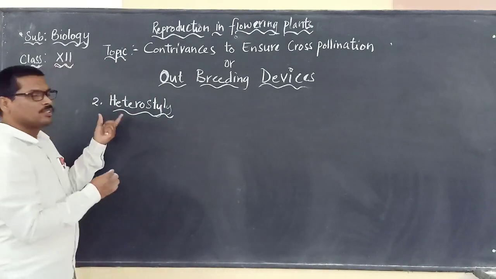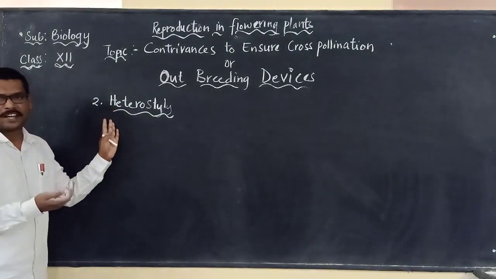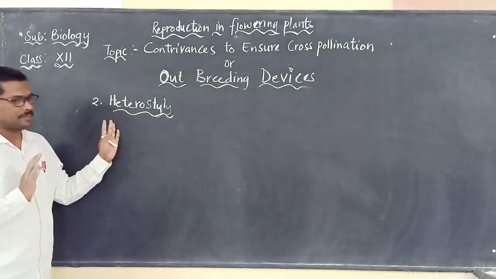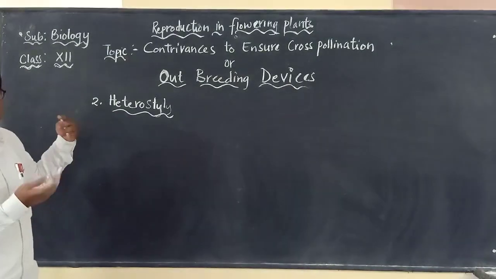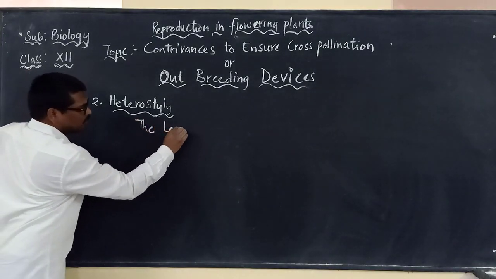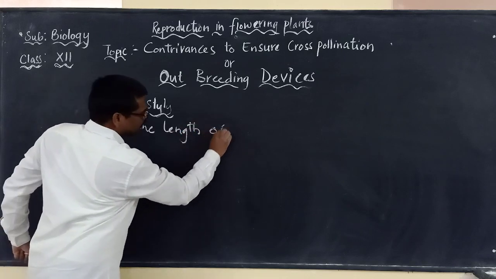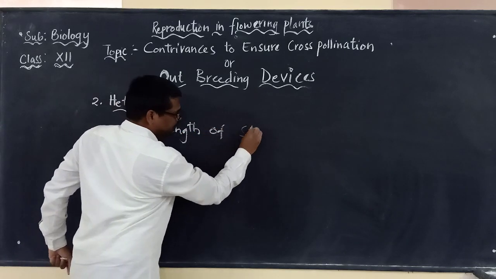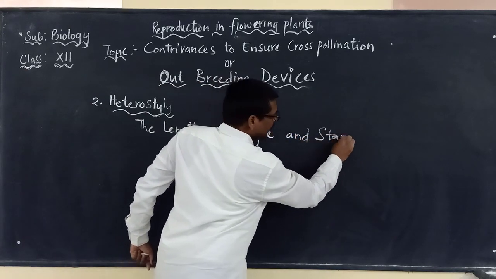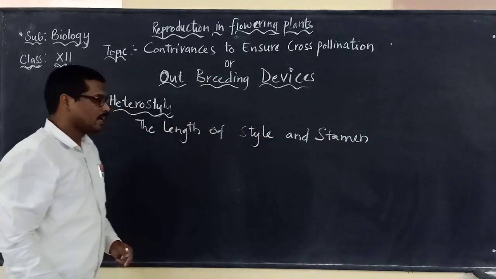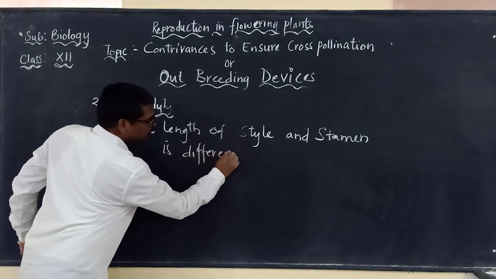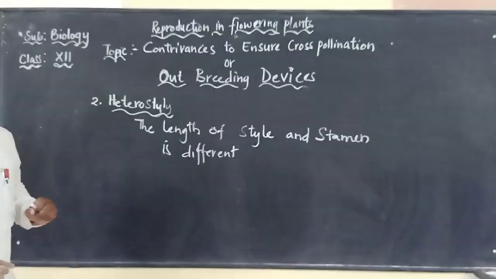The next one we are going to see is heterostyly. This is another adaptation that is shown in hermaphrodite flowers, which means bisexual flowers. Heterostyly means here the length of the style and stamen is different, which means they are not of the same size.